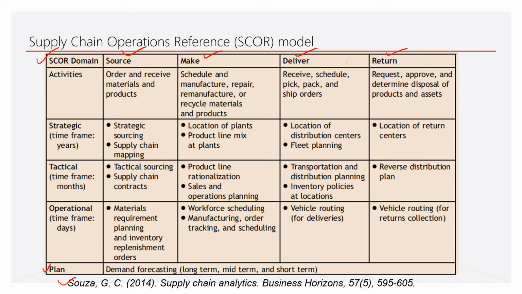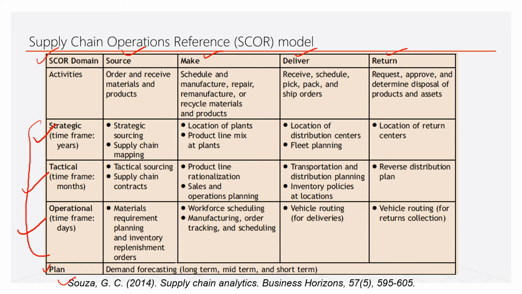We are making three levels of decisions. Strategic decisions are generally made on a yearly basis, tactical decisions are based on months, whereas operational decisions are the day-to-day decisions. So these are the decisions which we have to take.